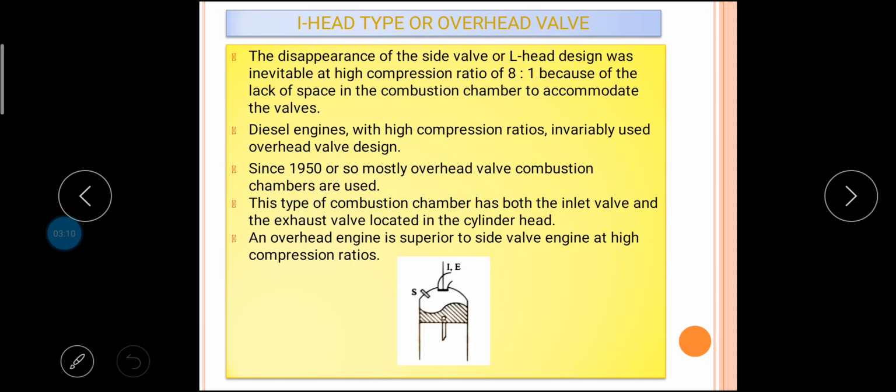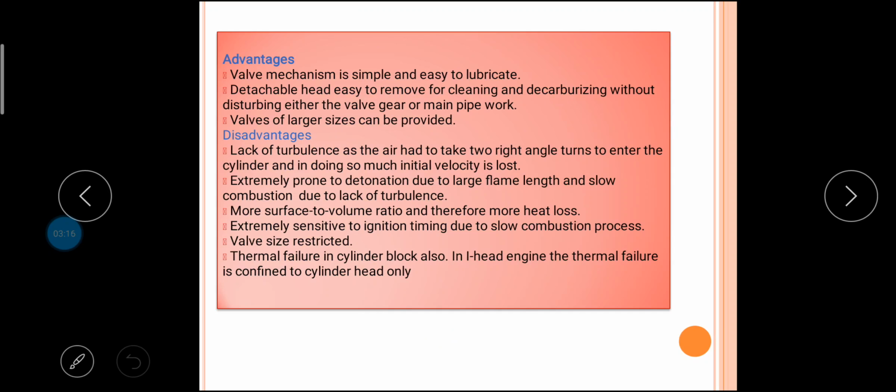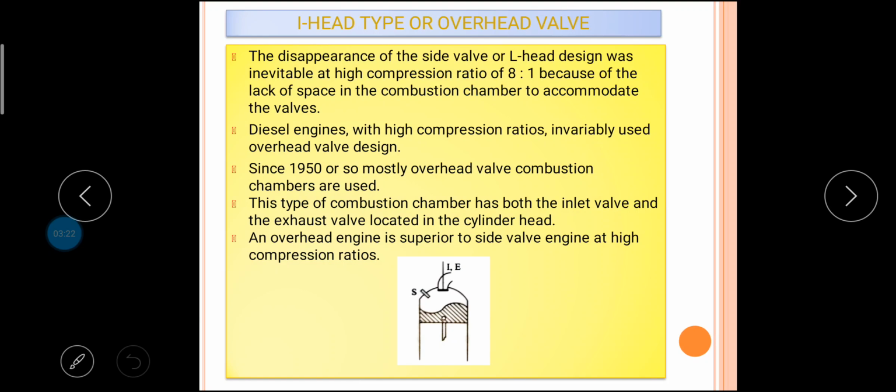I-head type or overhead type. I-head type or overhead valve. The disappearance of the side valve or L-head design was inevitable at a high compression ratio of 8:1 because of the lack of space in the combustion chamber to accommodate the valves.